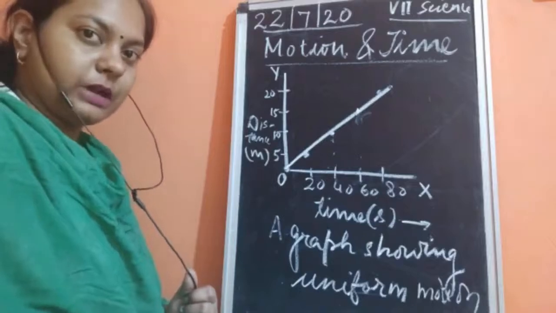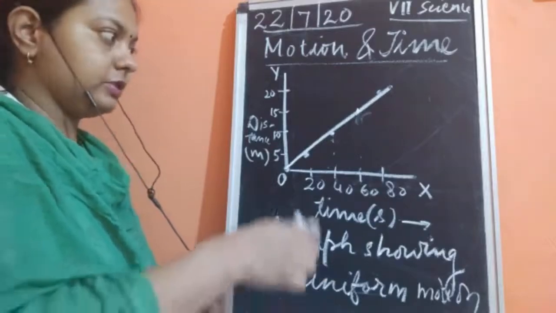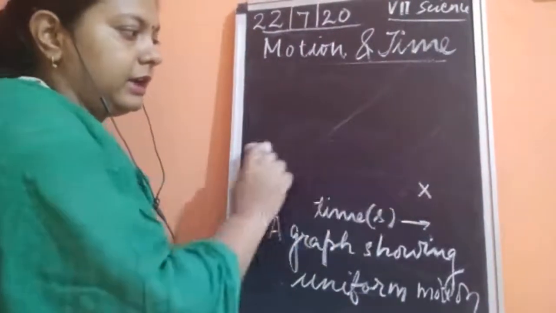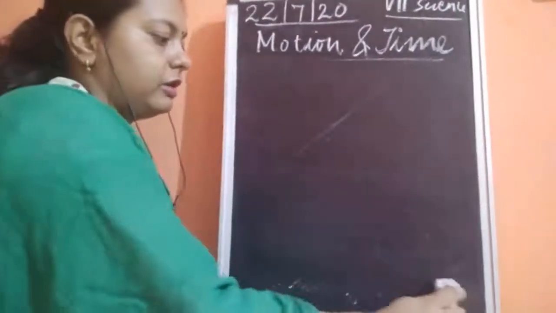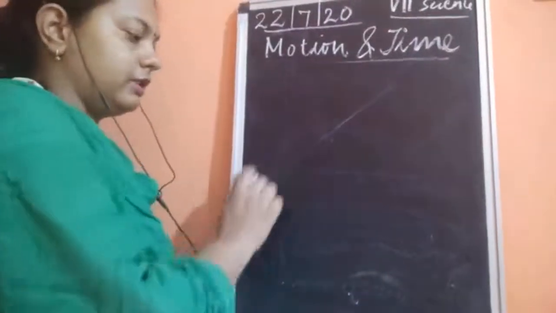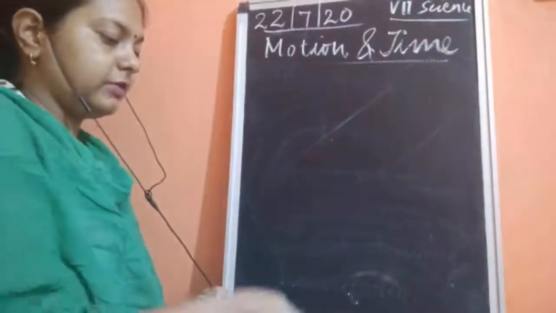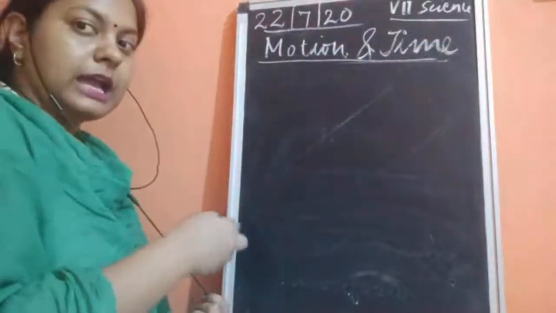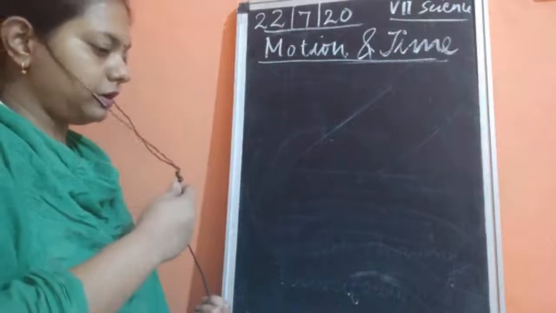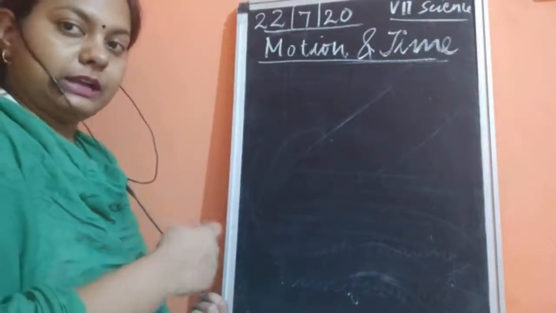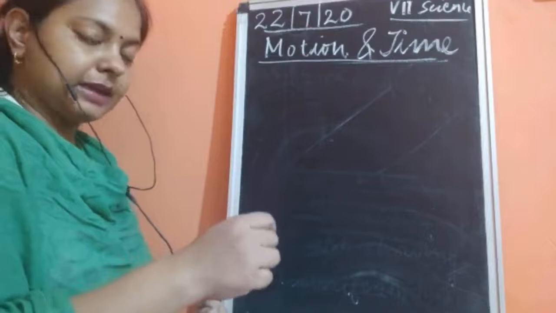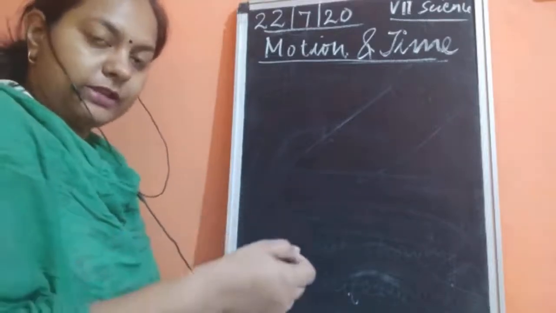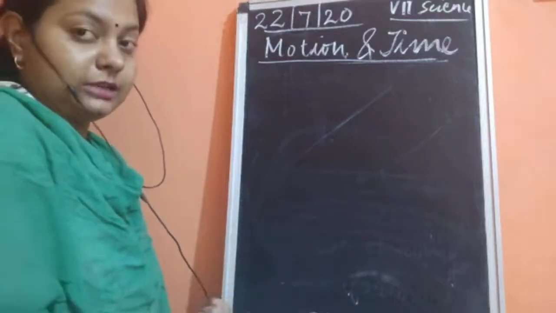Now I'm going to tell you about the graph which depicts the non-uniform motion. I'll first write down the data and then I'll tell you how to draw a non-uniform motion graph. As you know, a non-uniform motion graph is always going to be in a zigzag manner. It is not going to come in a straight line. Let's find out whether what I am saying is correct or not.